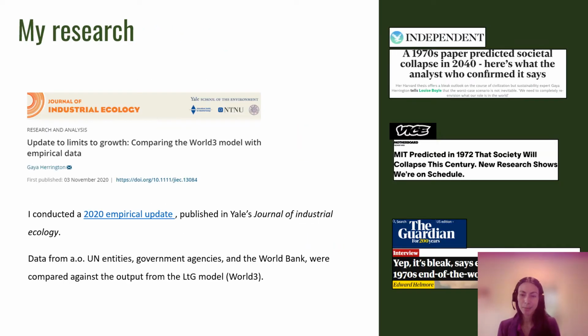Given these quite different scenarios and different developments, I thought it would be interesting to see how empirical data is holding up. Are we following business as usual still? Are we following a different scenario? That would be preferable. So I conducted that. I just took data from World Bank and United Nations agencies, etc.